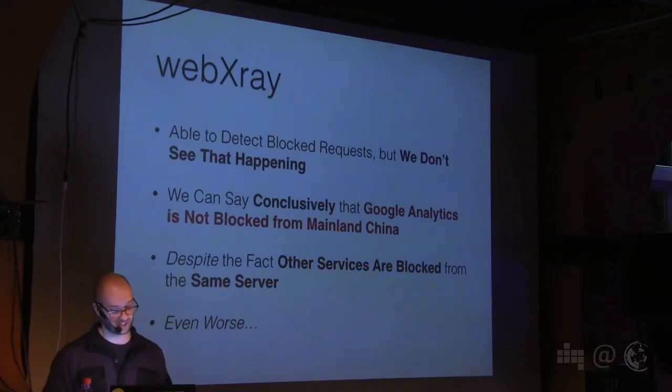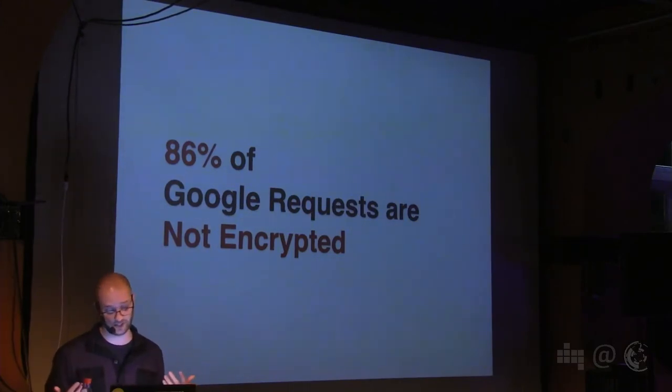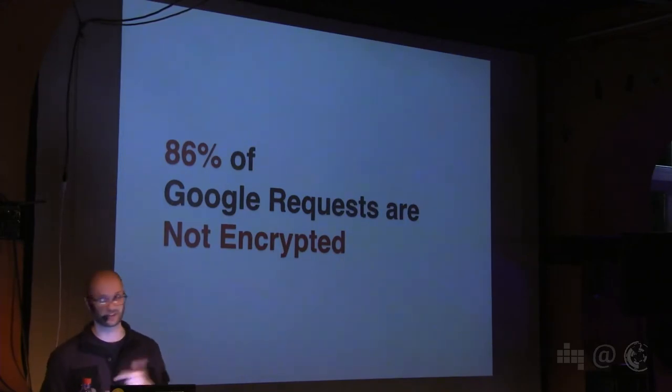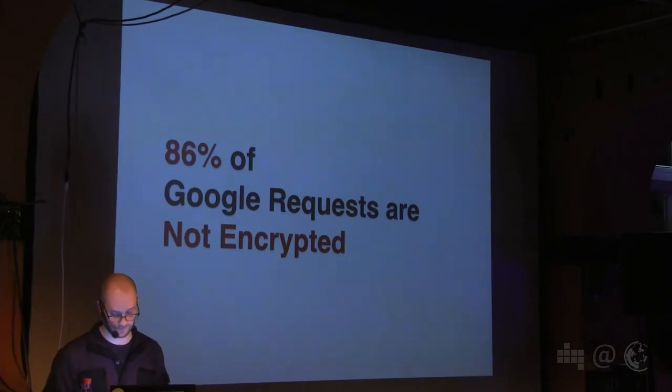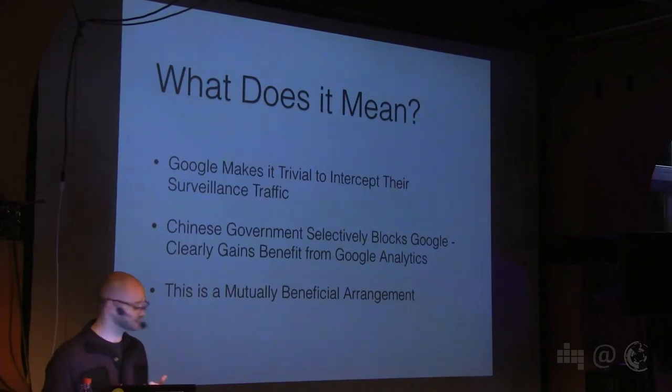Even worse, 86% of these requests are not encrypted. So Google Analytics can be encrypted. They've not taken any steps to force encryption, probably so much legacy code out there. But if you're Chinese, the Chinese government is allowing Google Analytics to run on a quarter of the sites, and that's not encrypted. So what does that mean? They really make it trivial to intercept their traffic.